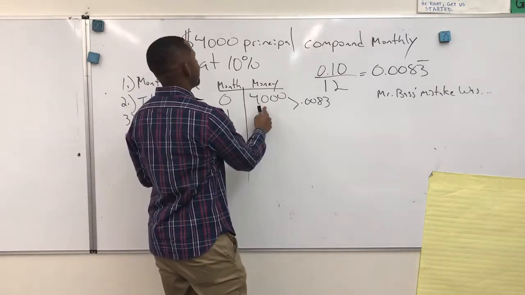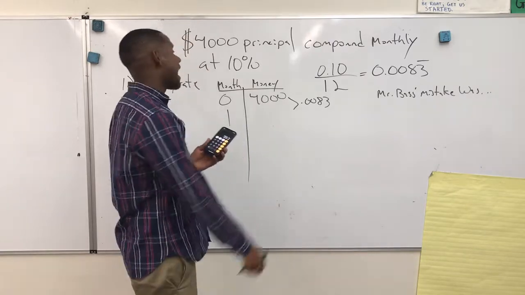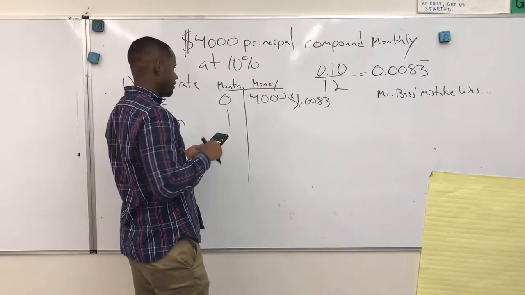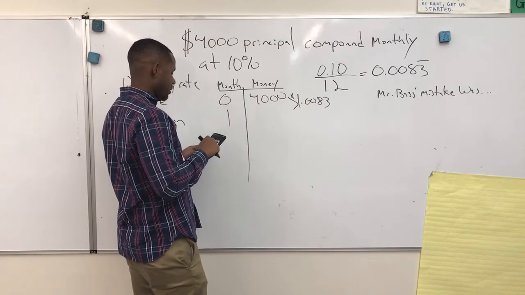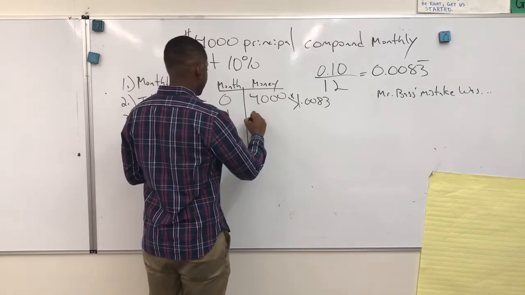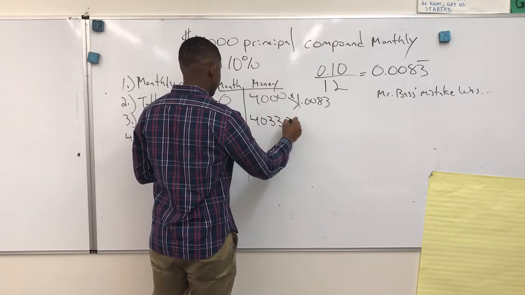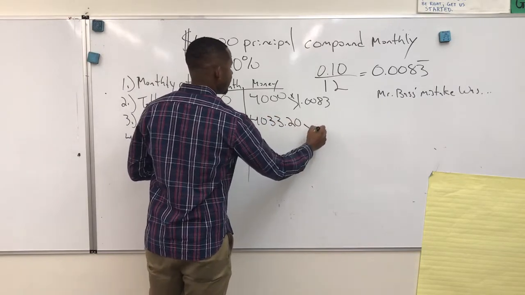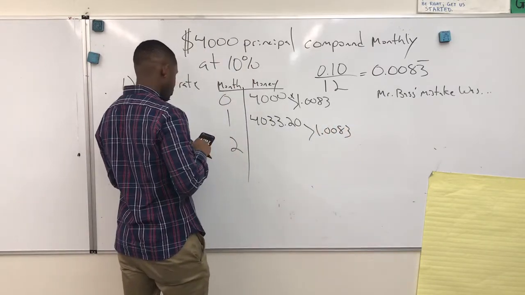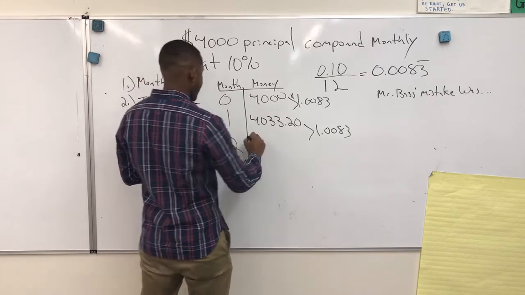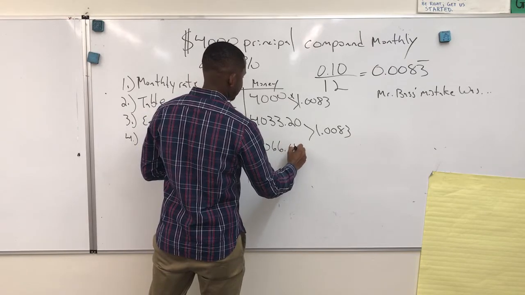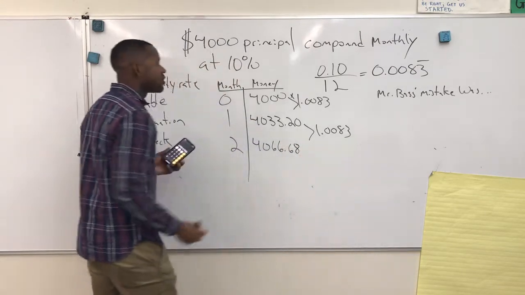Well, there's no way that my $4,000 went to $33.2. I just found this percentage. I needed times 1.0083. So let's try that. 4,000 times 1.0083, and it should be $4,033.20. Again, times 1.0083, and I get $4,066, that's about 68 cents. Okay? And so on and so forth.